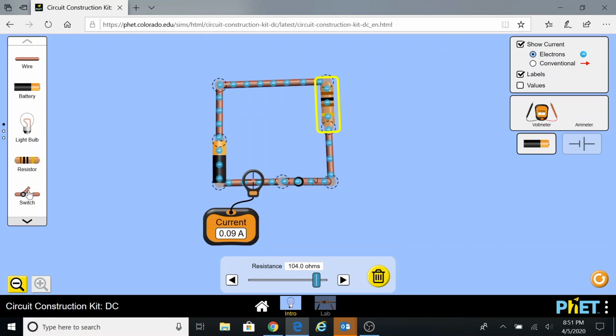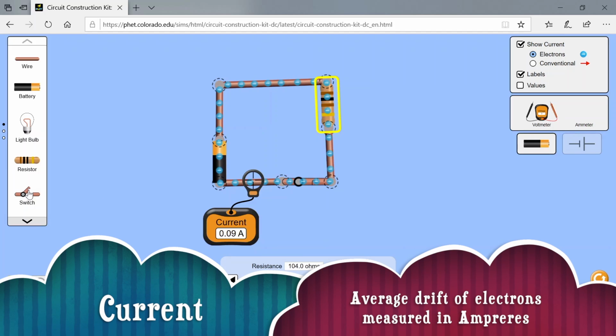So the word that I just used is current. And current approximately is the flow of electrons. So the more flow you have, the higher current you get.